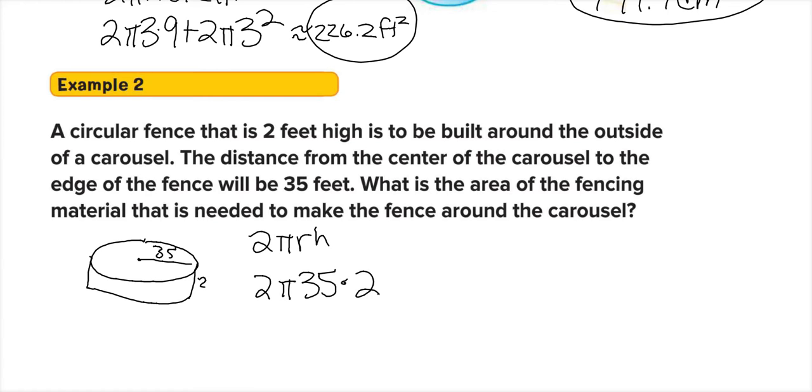So how much fencing do we need? 439.8. And that's going to be feet. Okay? And we did find area, so it's going to be square.